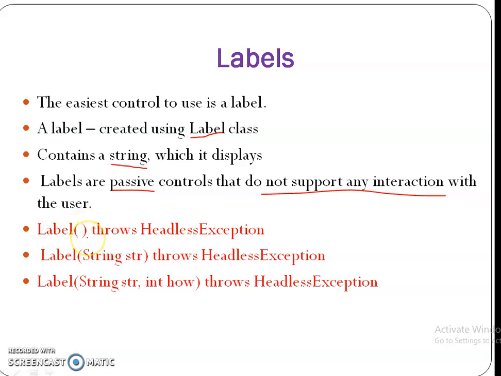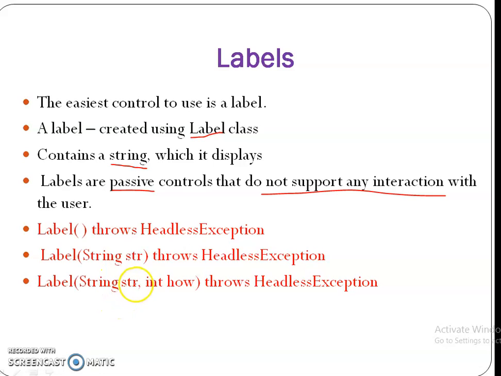First one is the empty constructor. There is no value. We don't pass any information, it's just an empty constructor. Another one is String. We are giving some string to our label. That string is shown in our area. That string acts as the information to the end user.